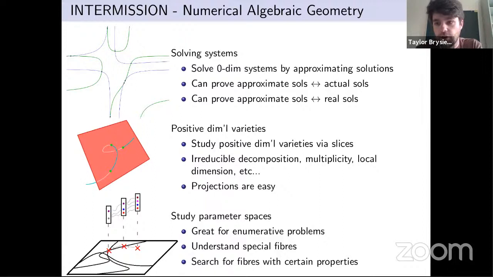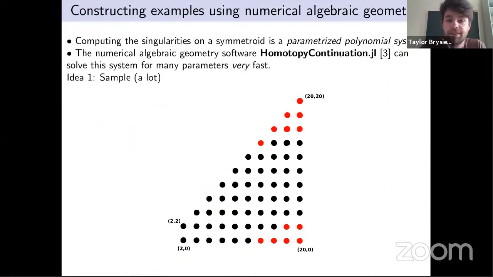Okay, so intermission's over. That's my advertisement for numerical algebraic geometry. So now I'll say how I used it. Well, the first idea is pretty naive, but it's not a bad idea. I'm just going to sample a bunch. I'm just going to pick a bunch of random 5x5 symmetric matrices over the reals, compute the solutions, these singular points, and then determine the combinatorial type and see which ones I find.